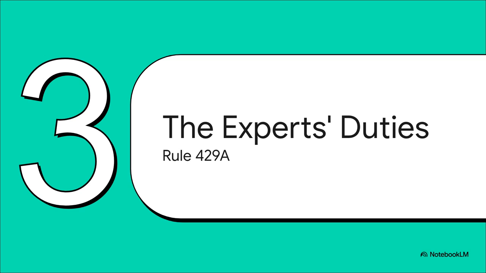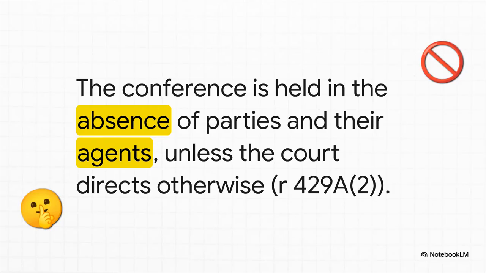Okay, so the court has made the order. The conference is happening. Now we're going behind those closed doors into what some people call the expert conclave, and this is where Rule 429A really kicks in. And the very first thing you need to notice is who is not in the room. You. Rule 429A, subsection 2, is crystal clear. The parties and their lawyers are out.